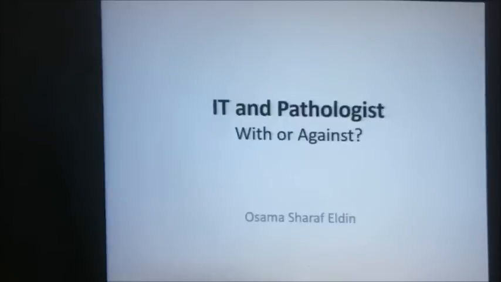So we need to understand what is the use of information technology in pathology. Okay, this is very important, and if you miss it, actually you will be far behind in comparison with other pathology practice all over the world.